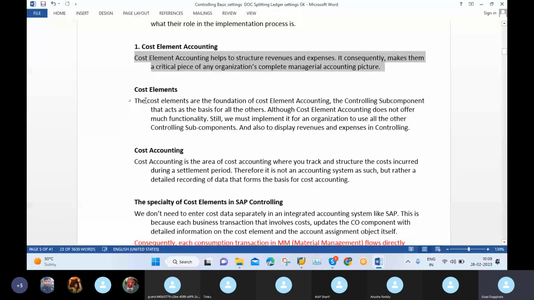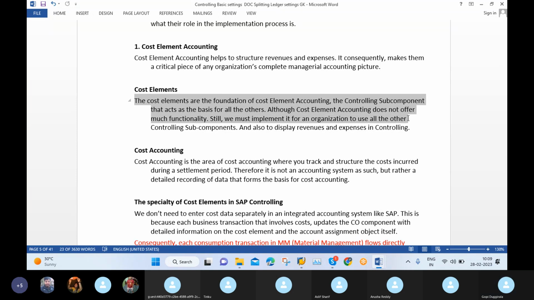Next. The cost elements are the foundation of cost element accounting, the controlling subcomponent that acts as the basis of all others. Although cost element accounting does not offer much functionality, we must still implement it for the organization to use all the other controlling submodules. Simply, it displays revenues and expenses in controlling. That is more than enough. Cost element represents revenues and expenses in the controlling module. If you tell this answer also, it is fine.